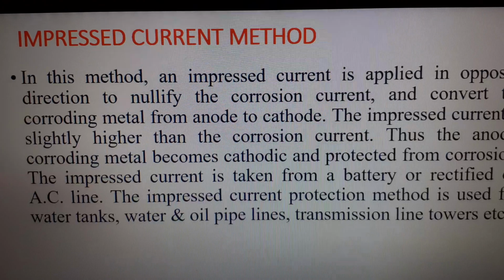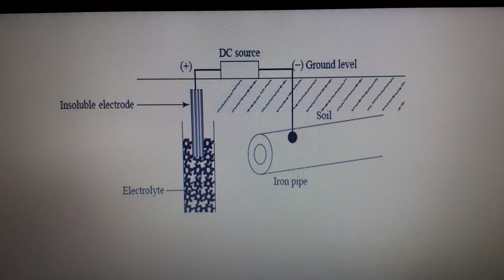Now second is impressed current. In this method, an impressed current is applied in the opposite direction to nullify the corrosion currents and convert the corroding metal from anode to cathode. Usually the impressed current is derived from a direct source like a battery or a rectifier on an AC line, with an insoluble anode like graphite, high silica iron, scrap iron, stainless steel or platinum.